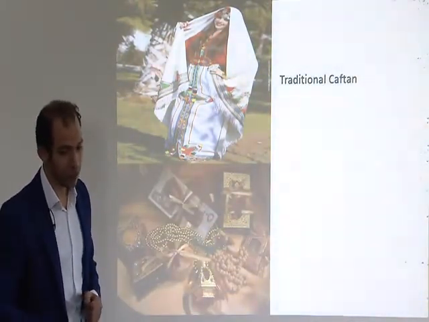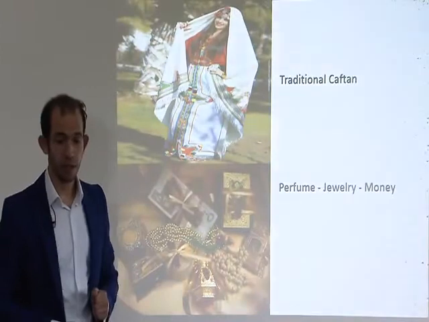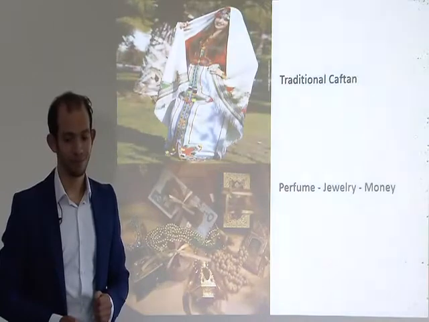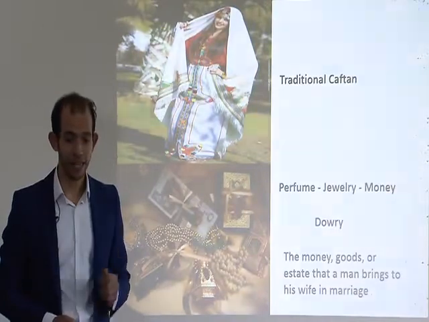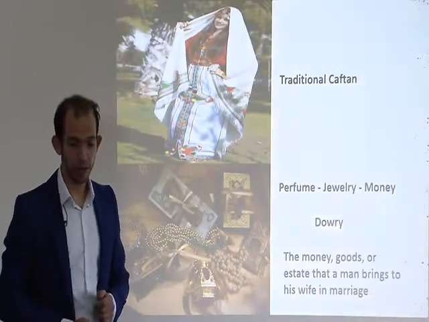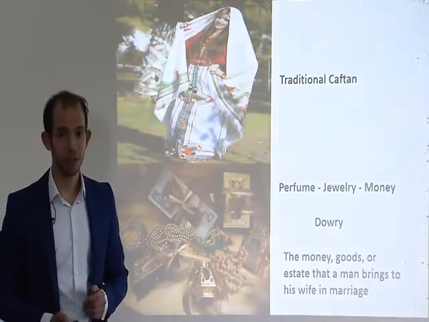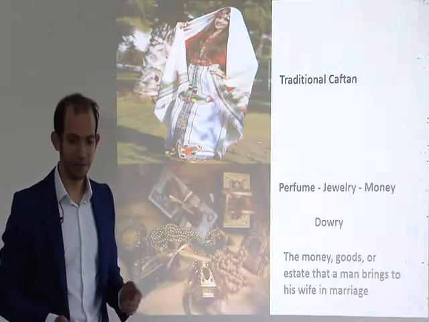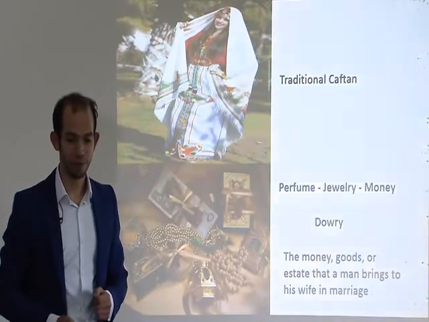And what do you see here? This is the most important thing. So please focus. We have here perfumes, jewelry, and money. So what's that? We call it a dowry. So what is a dowry? A dowry is the money, goods, or estate that a man brings to his wife in marriage. But in many other cultures, it's the opposite. It's the woman who gives the man the dowry. But here in Morocco, the man mostly gives a dowry to his wife.